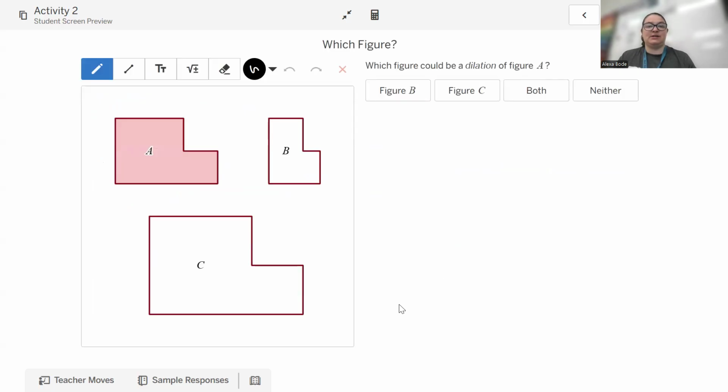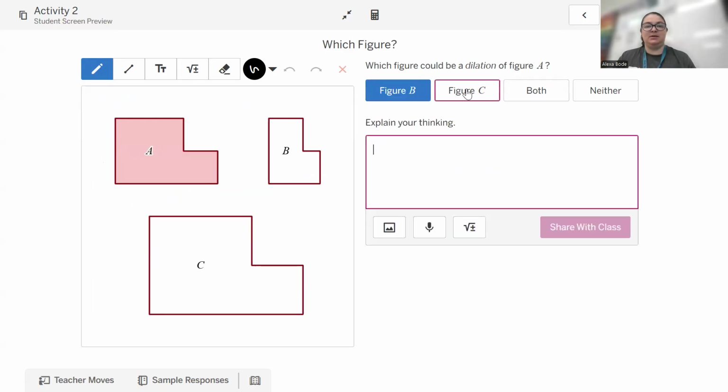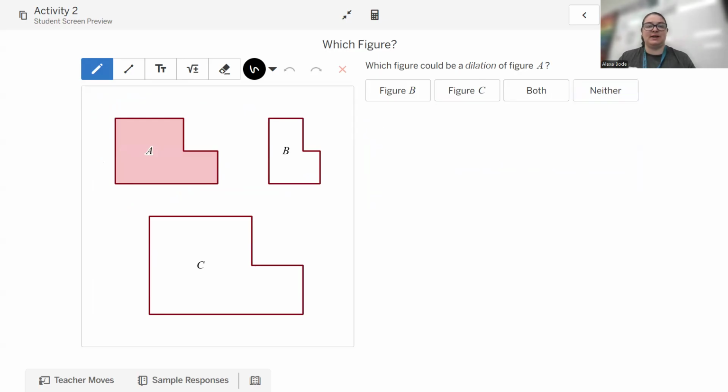Okay, this one here, I want you guys to do on your own. Which figure could be a dilation of figure A? B, C, both, or neither? Go ahead and answer this on your own and explain your thinking. Which one could be a dilation of figure A?